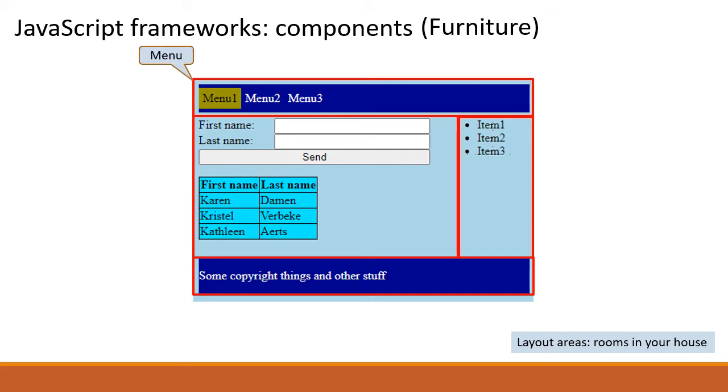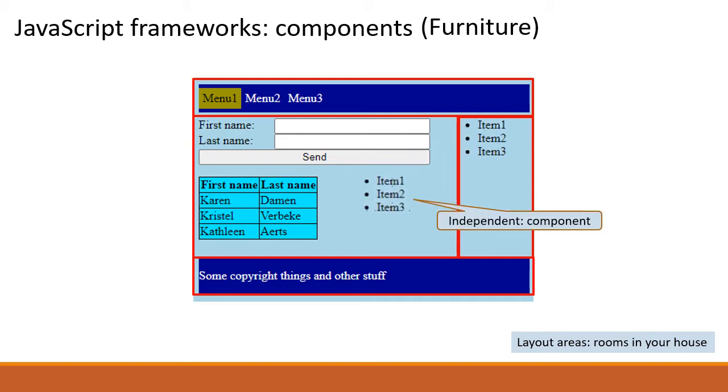You will have a menu, you might have a list, a form, a table. And just as you can move furniture from one room to the other in your house, you should also be capable of moving a component to another place, reusing it somewhere else, maybe also in another web page. And that means that this component should be very independent, because that's the only way that you can reuse it.